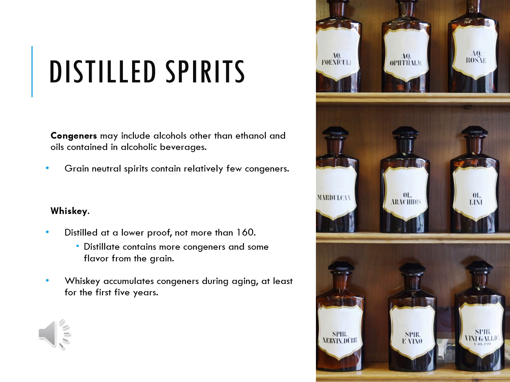When alcohol is first formed, other related substances known as congeners are also formed. Grain neutral spirits contain relatively few congeners and none of the flavor of the grains used in the mash. Whiskey is usually distilled at a lower proof, not more than 160, and thus the distillate contains more congeners and some of the flavor of the grain that's used.